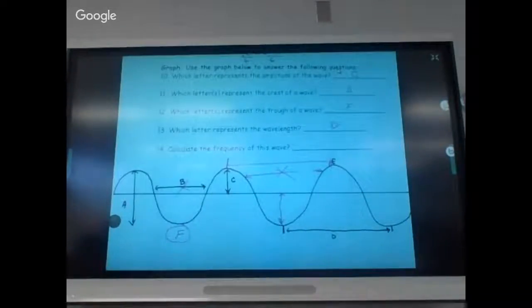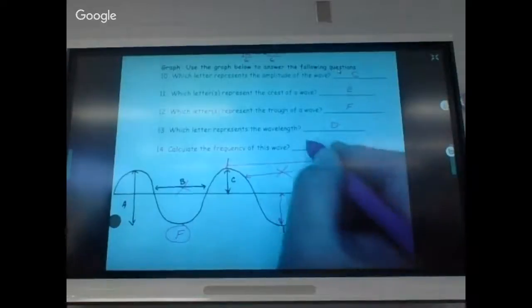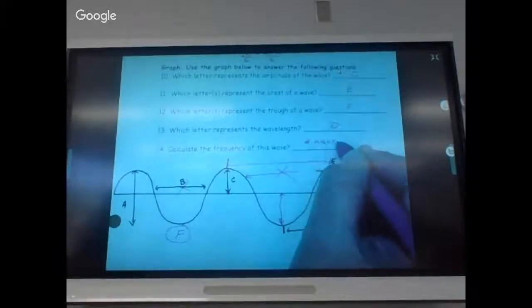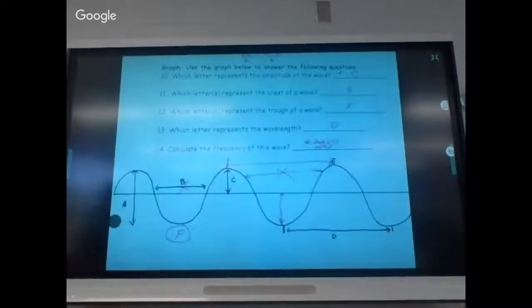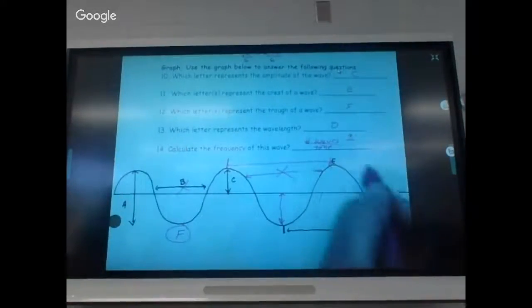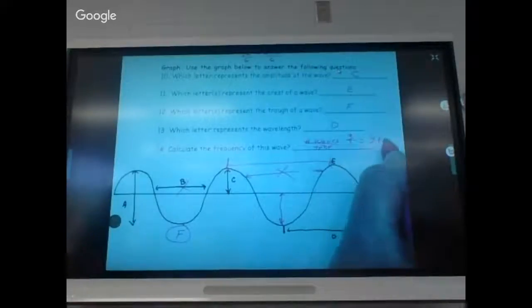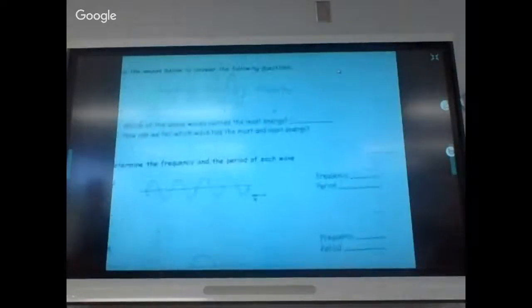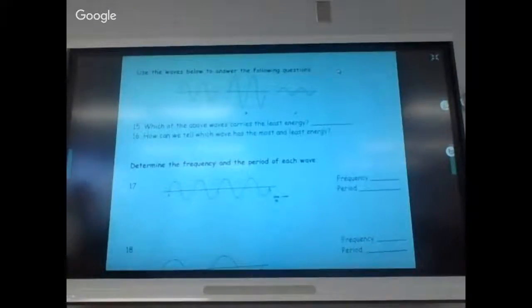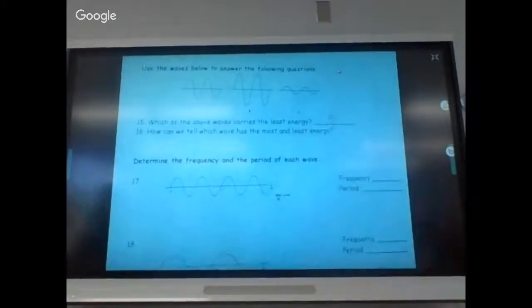Now, calculate frequency. Is frequency ever going to be a letter? No, it's a number. You always have to say the number of waves over the time. So how many waves are there, over what time? 3 over 1 is 3 hertz. On the back side, which one of those waves has the least energy? It's C.